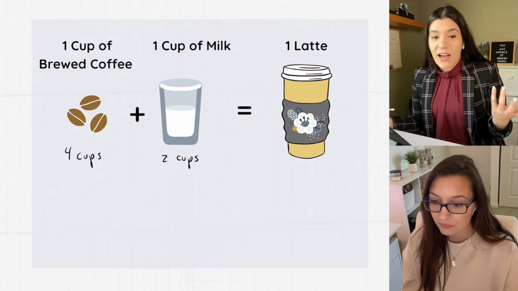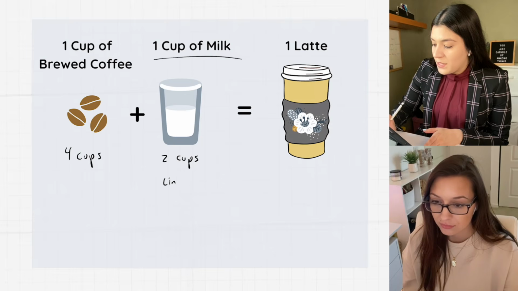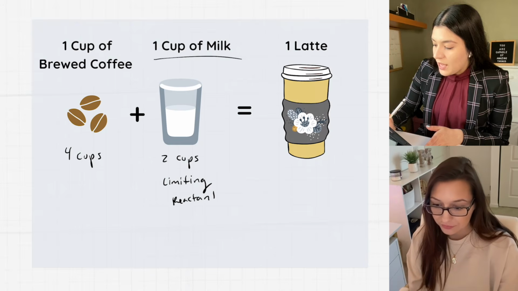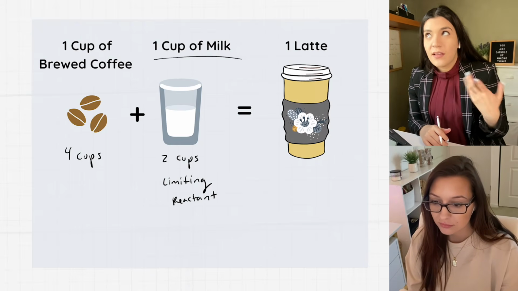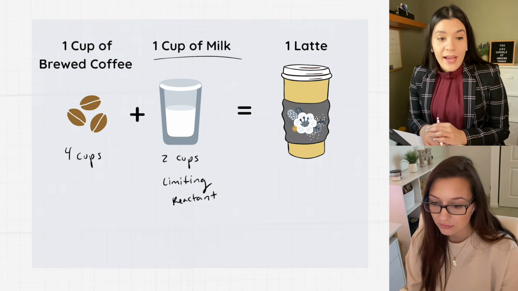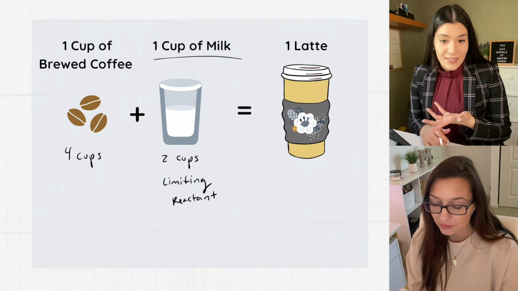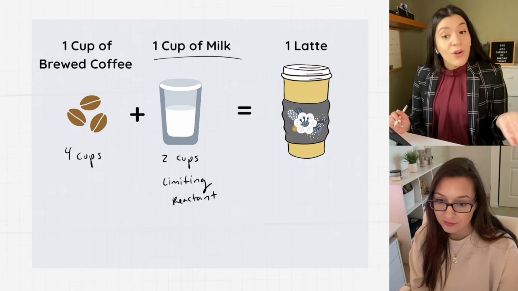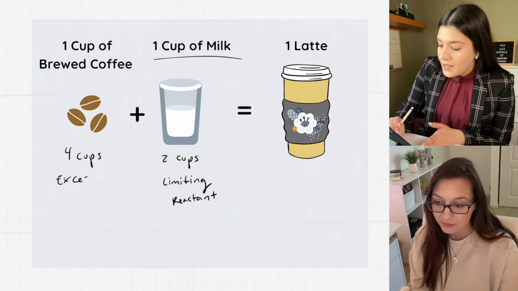Because the recipe calls for 1 cup of milk. So I know that the milk would be my limiting reactant, or ingredient, that doesn't allow me to produce as much product as possible. Because I have a lesser amount of milk, I am going to produce less of my product, or less of my lattes. Make sense? Cool. And then, of course, whatever is left over, the other reactant, or in this case ingredient, would be called our excess reactant.